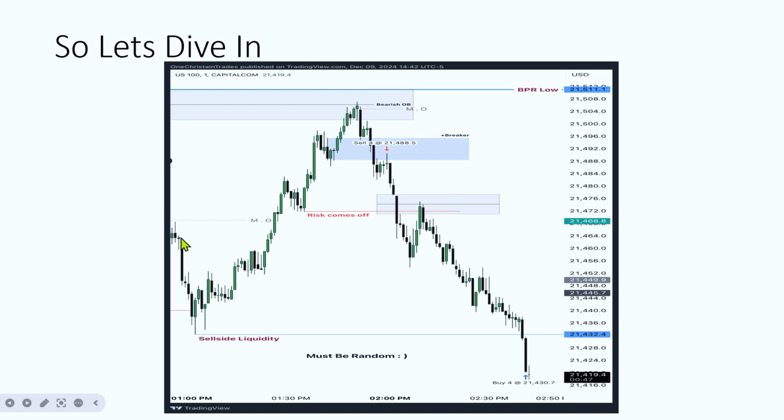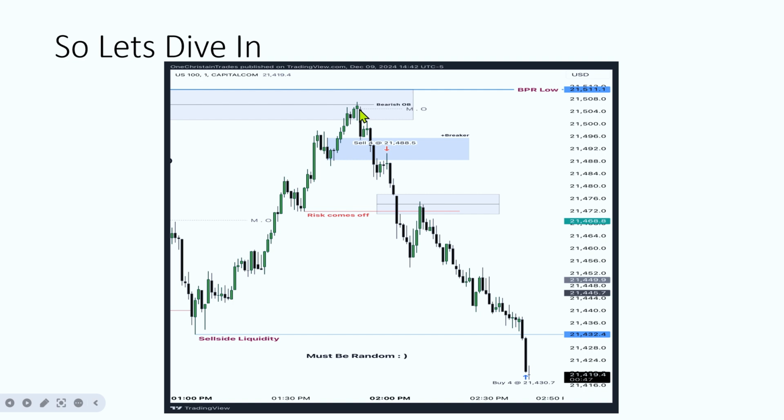We used this macro to do what? Seek liquidity, which was the fair value gap on the higher time frame, the 1 hour fair value gap. So during this macro, we delivered to that fair value gap. Then there is also a bearish order block on the 1 hour there. As soon as we use this fair value gap right here to take us higher one last time, what happened?